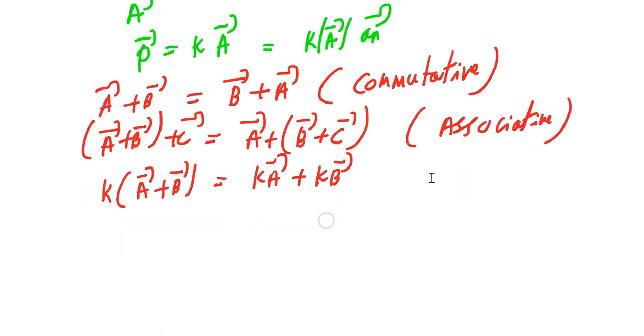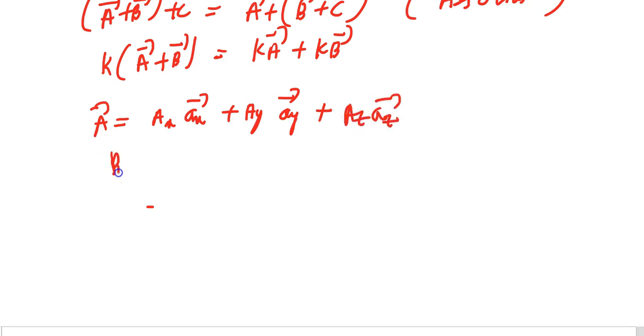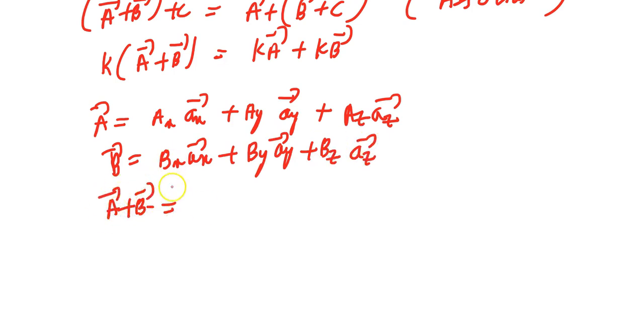In Cartesian coordinate system, if A is equal to A_x a_x plus A_y a_y plus A_z a_z, then A plus B, you need to add the corresponding scalars of these vectors, like A_x plus B_x.